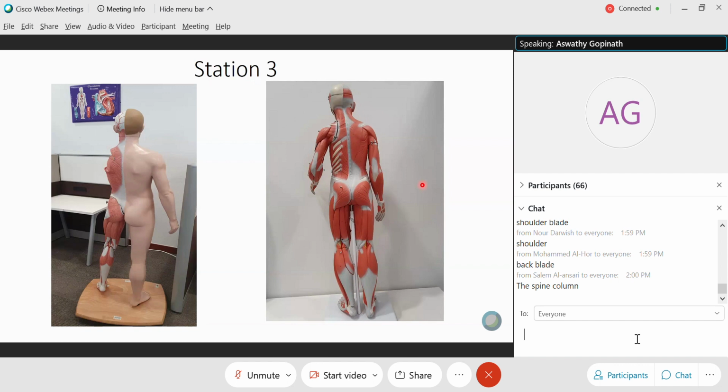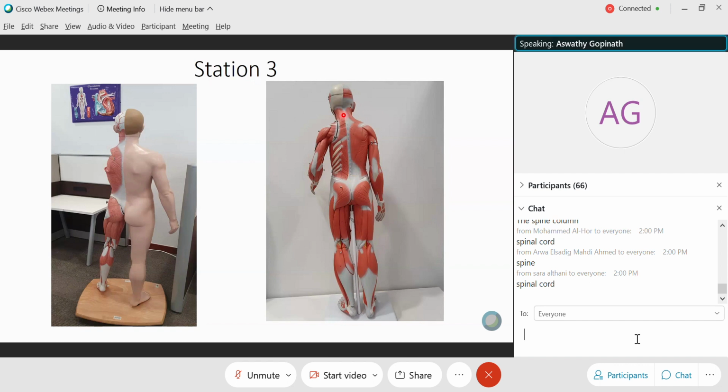Now, what is the vertebral region? The spinal. Very good. So the area of the spinal cord. So this region, can you see? If you look into this model, you can see the prominences of vertebra. Can you see that? So this region is actually known as the vertebral region, the area of the spinal cord.